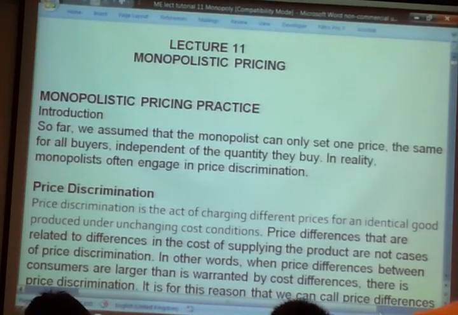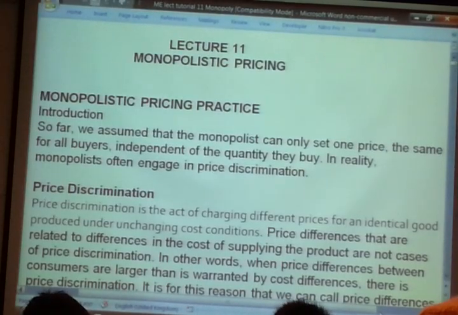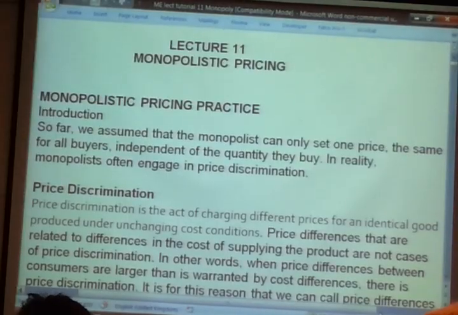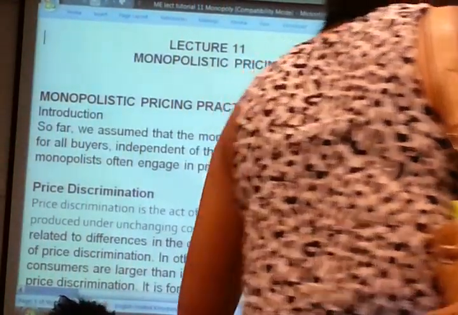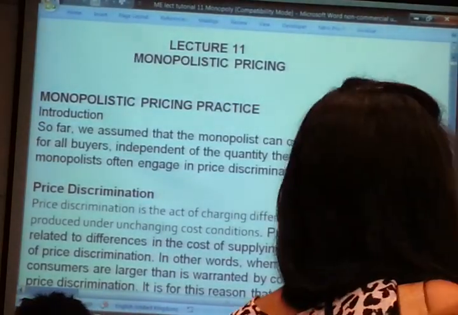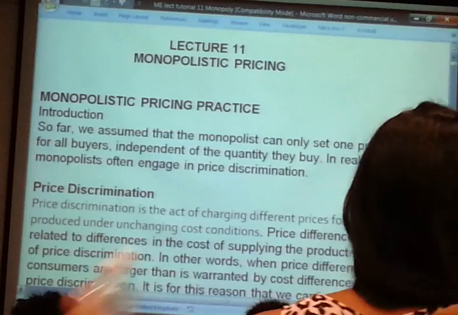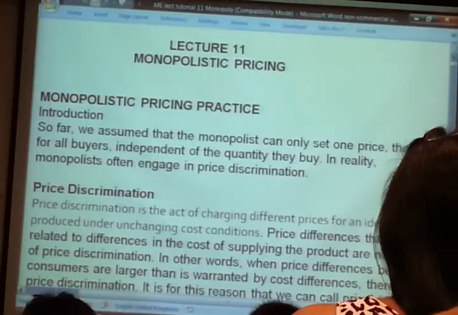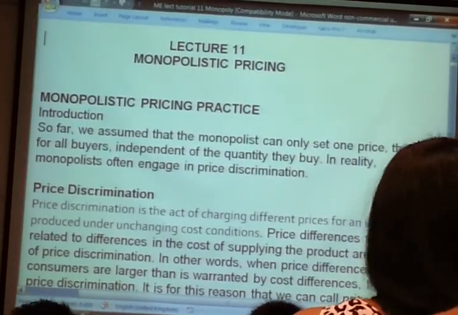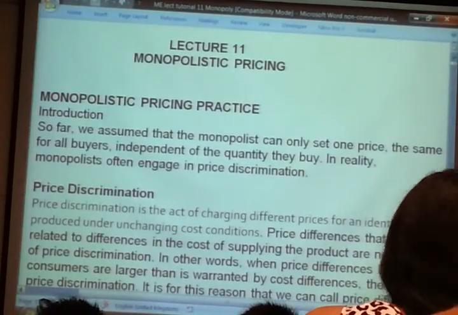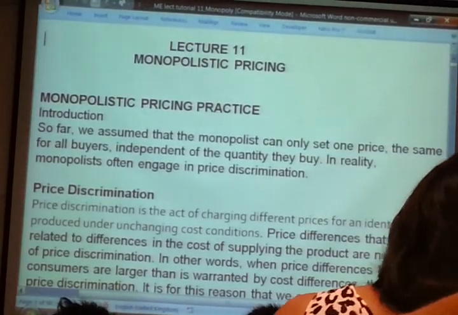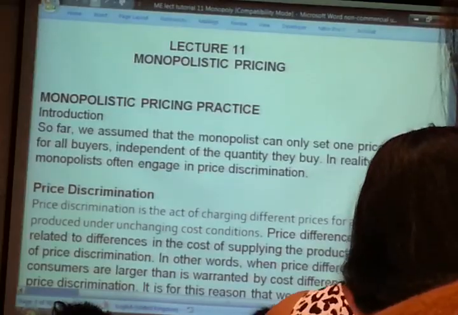working adults. Primary school students have a different bus fare, working adults have a different bus fare, and senior citizens also have a different bus fare. So this is called price discrimination. Essentially, price discrimination is the act of charging different people different prices.